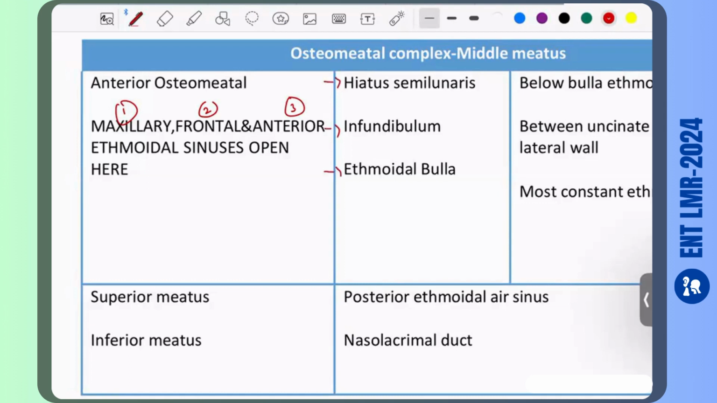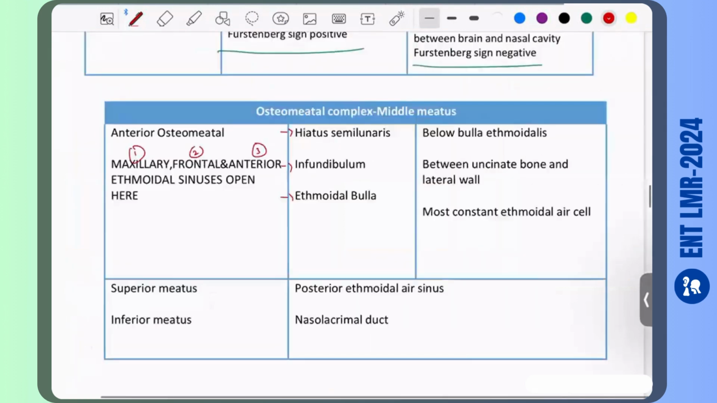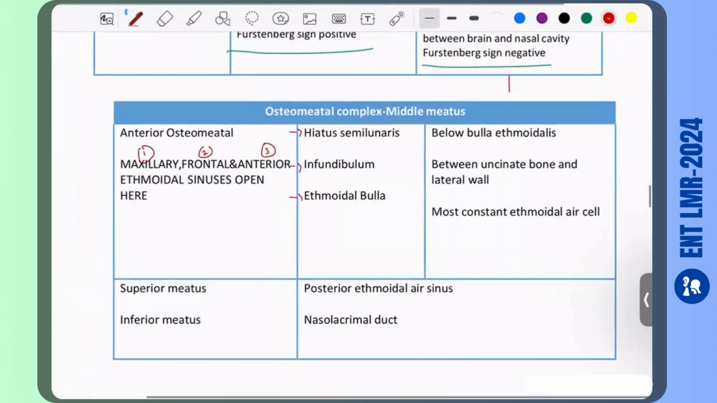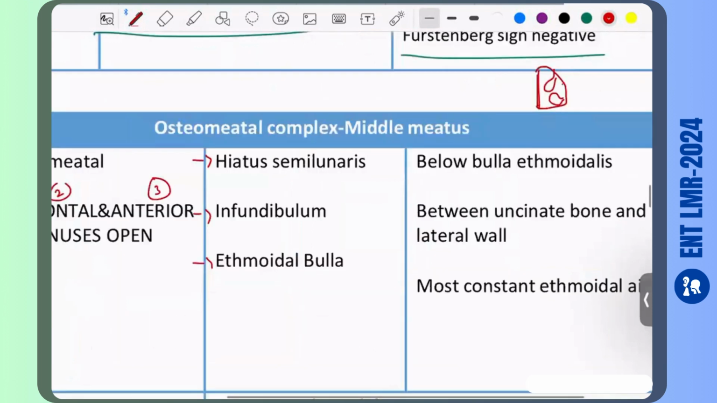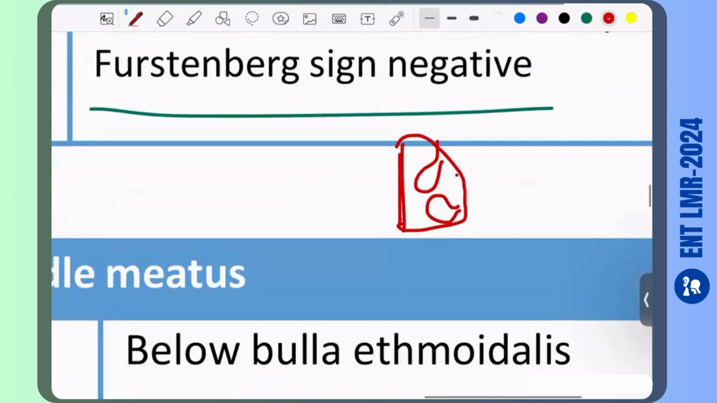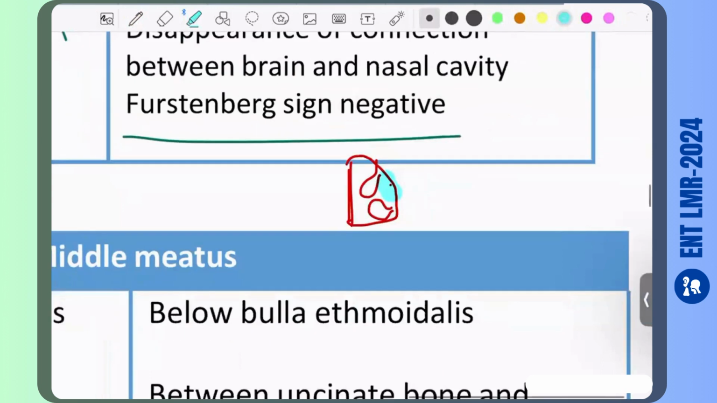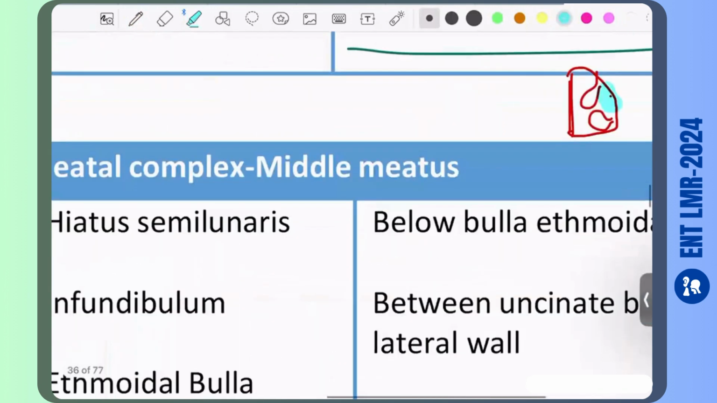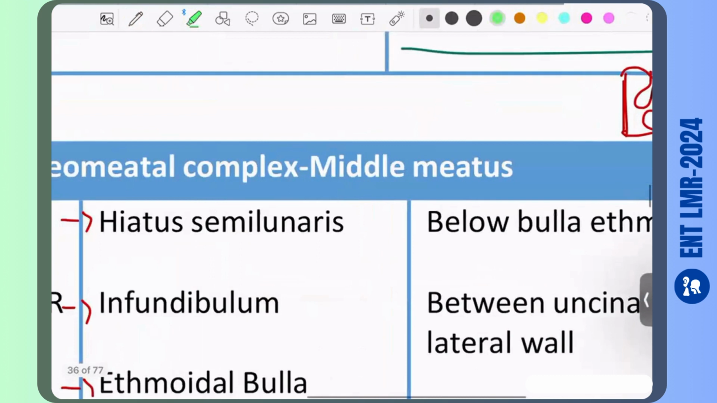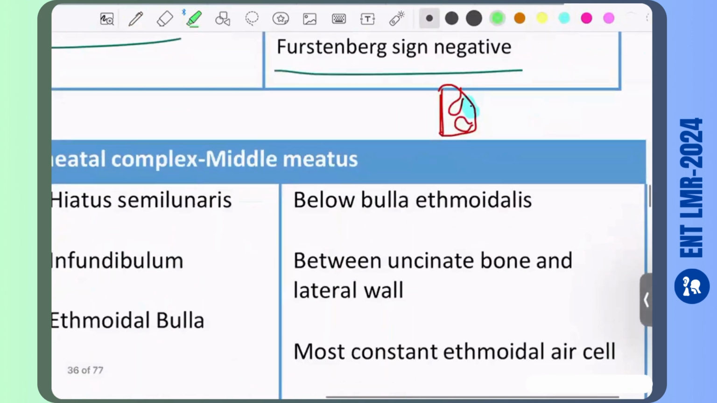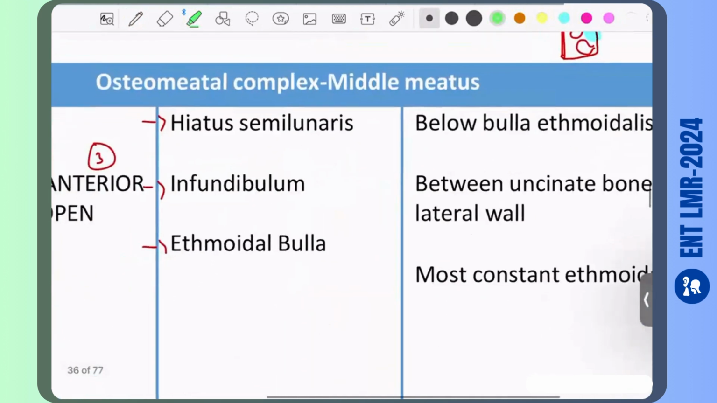What hiatus semilunaris is, is very easy to understand. See here, this is the septum, this is the nasal cavity, this is the middle turbinate, this is the inferior turbinate. This is the area we are talking about. In this area, below the ethmoidal bulla air cell, it is called hiatus semilunaris. If it is between the uncinate process and the lateral wall, it is called infundibulum.